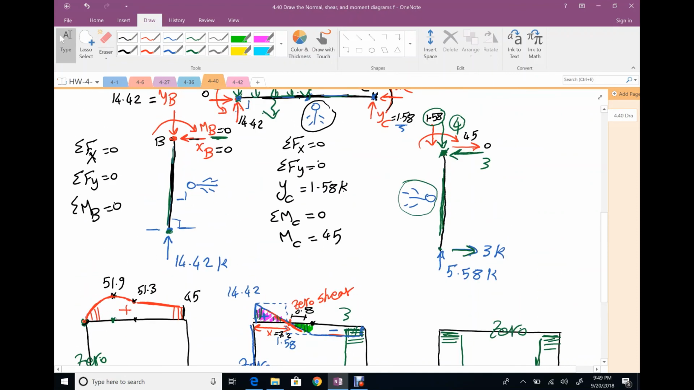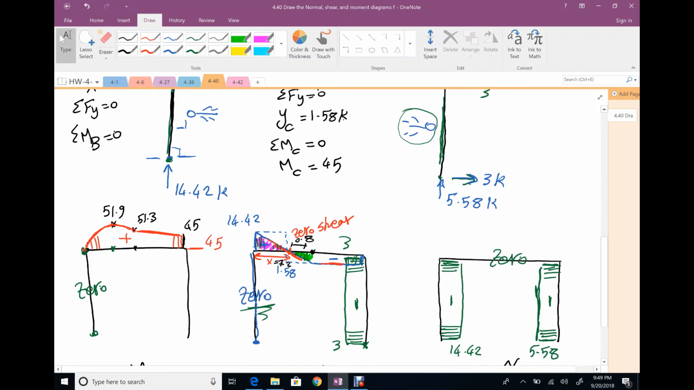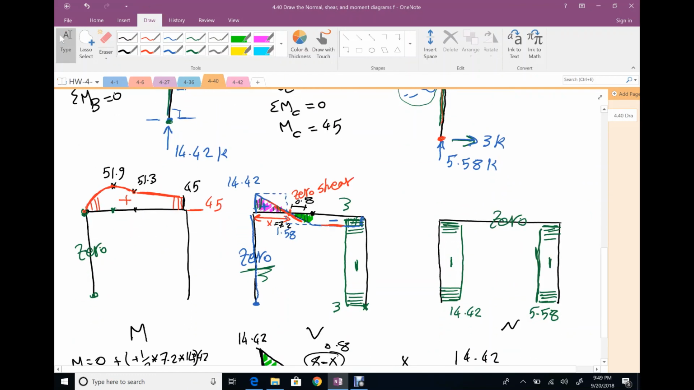Last member is the vertical one. What do you have here? This point related to my position on my left. Your moment on your left is clockwise, that means it's positive 45. At the end of this member, no moment and nothing in between. So my value here is 0. Your shear is constant. That means my moment is a linear relationship. So here is your normal, shear, and moment diagram for this frame.